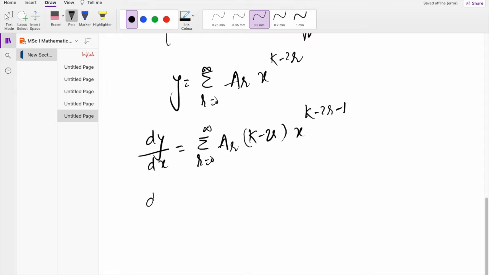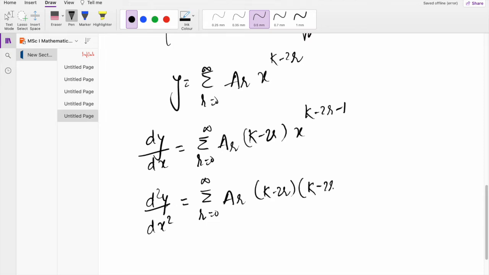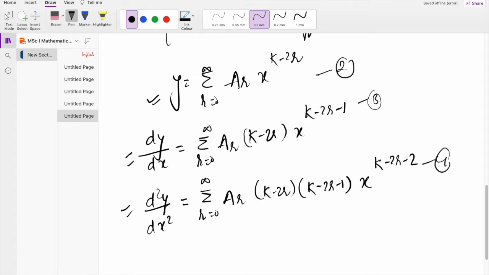From equation 1, I need to differentiate y two times. Double differentiation of y with respect to x gives summation r tends to 0 to infinity ar (k minus 2r), and if I differentiate one more time, it gives (k minus 2r minus 1) x to the power k minus 2r minus 2. I know the values of y, dy upon dx, and d2y upon dx square. Substitute these three values, equations 2, 3, and 4, in equation number 1.